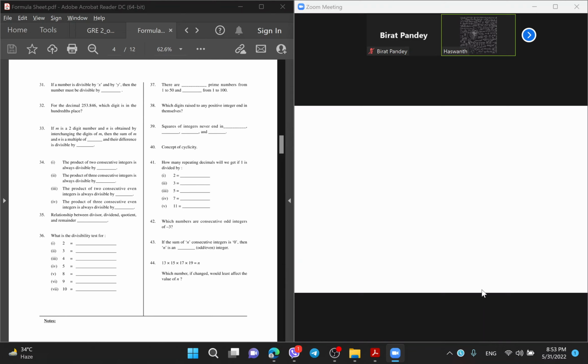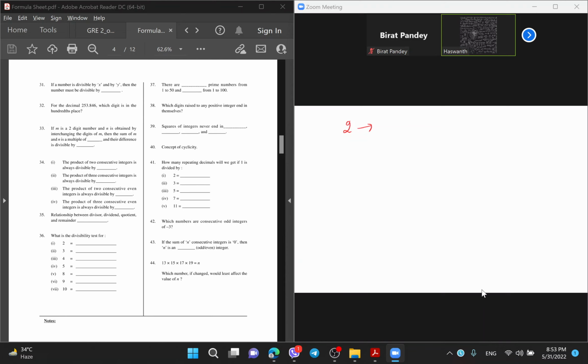Next one, concept of cyclicity. Let us look at the power cycles of these numbers. This concept of cyclicity, power cycles of numbers, talks about whenever a number is raised to any positive integer, what will it end in? End in the sense, what will be its units digit?